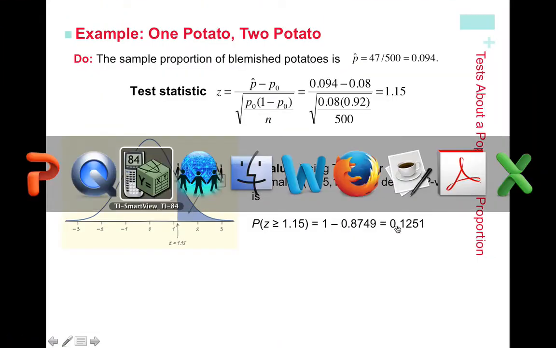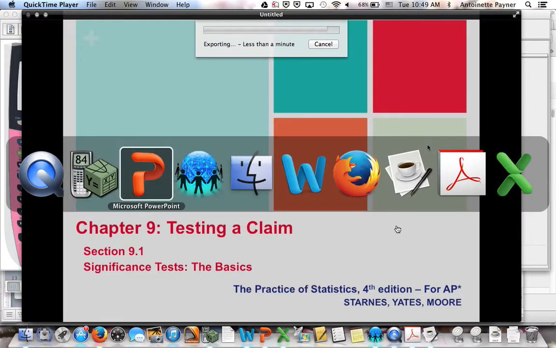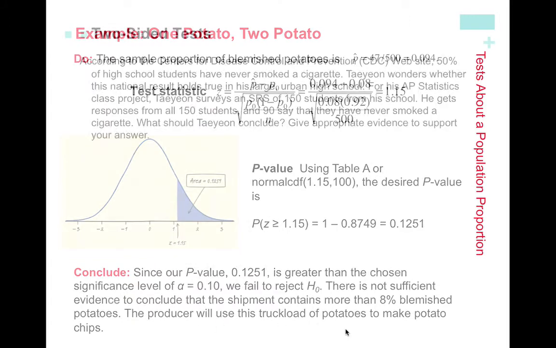Alright, so I got a similar result as they did. I'm slightly more accurate because I used the calculator. And then I would just compare. My p-value is greater than the significance level, so I'm going to fail to reject, so there's not enough evidence to conclude the shipment contains more than 8% of the blemished potatoes. This extra sentence I just kind of added. You don't really need to do that.